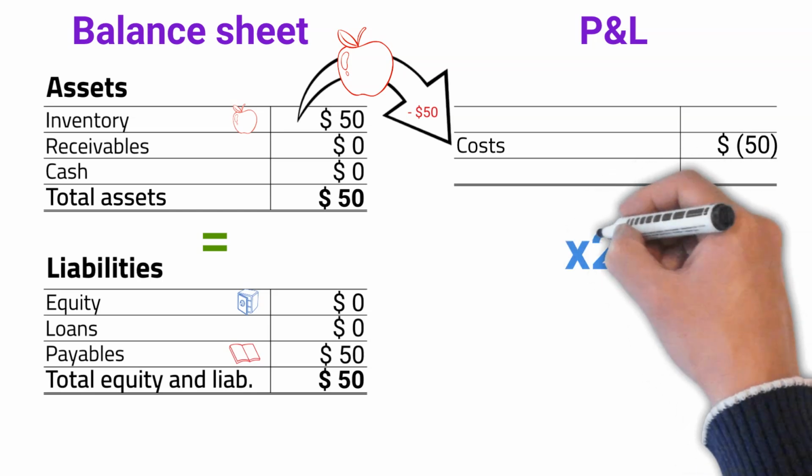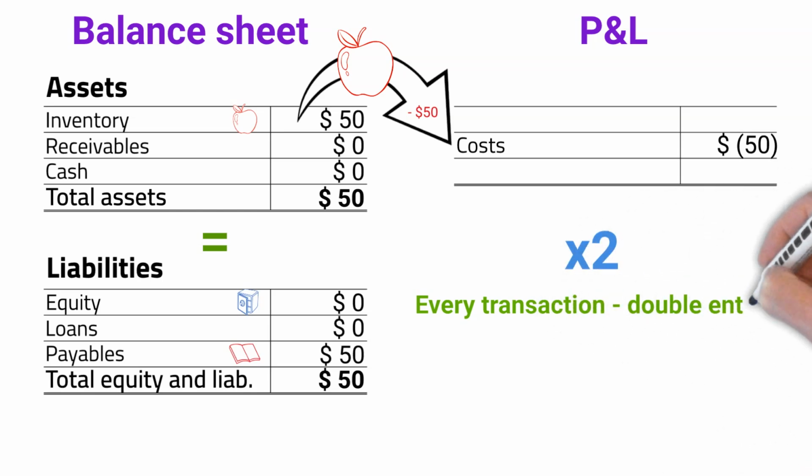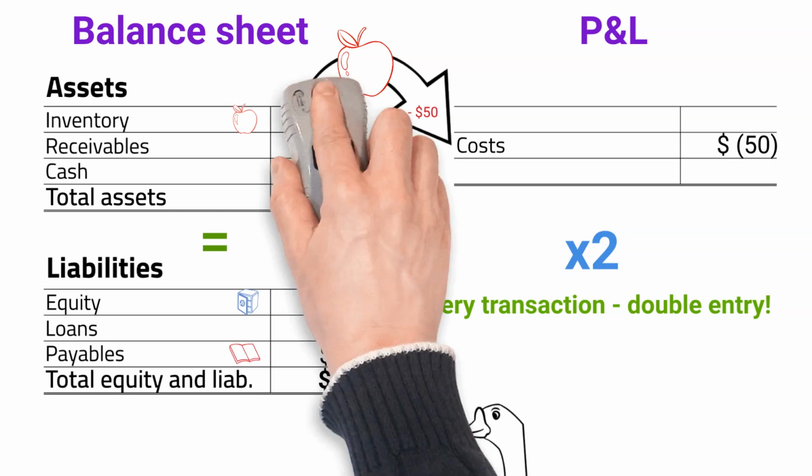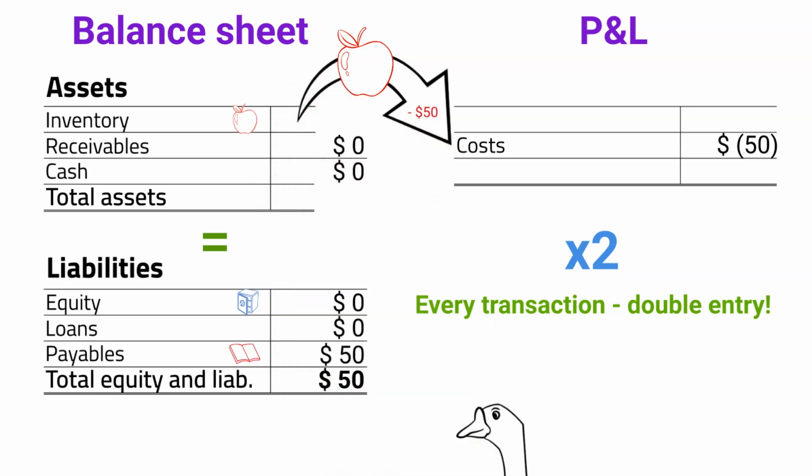Remember the double entry accounting we discussed in the last lesson? Yes, it applies here as well. Every transaction has two sides. If we record costs, we need the second entry. That would be reducing inventory, the source of our costs.